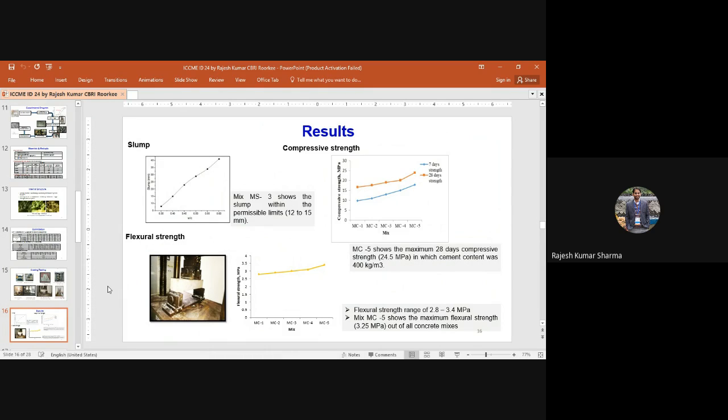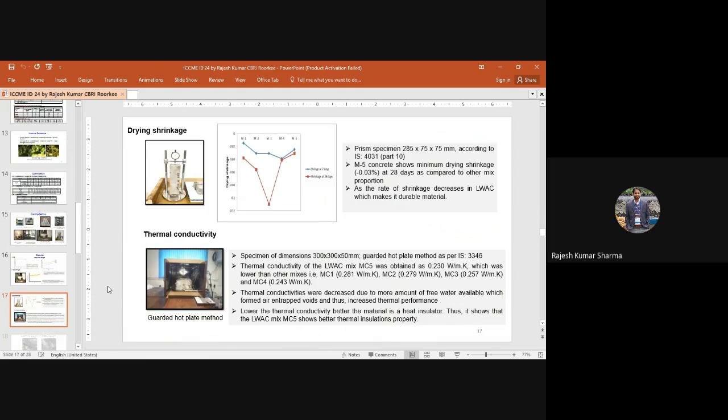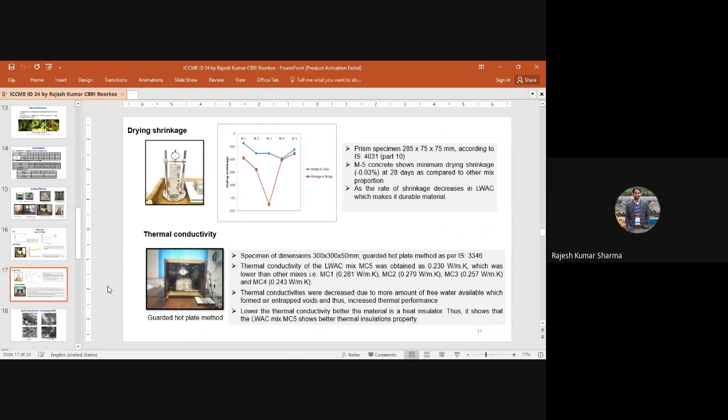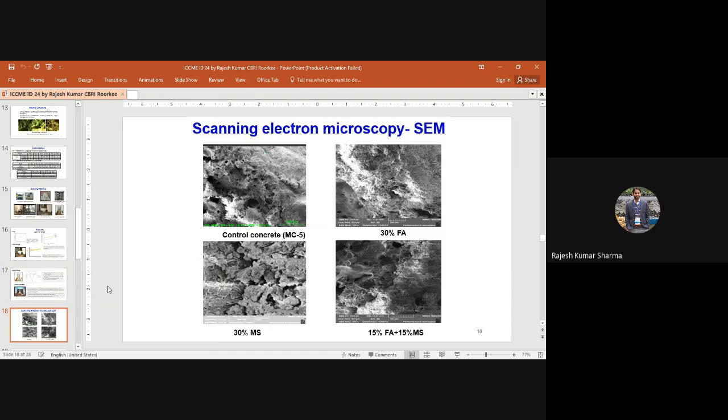The flexural strength value was ranging from 2.8 to 3.4 MPa. Regarding drying shrinkage, mix MC5 shows minimum desirable shrinkage, that is minus 0.03%. Regarding thermal conductivity, mix MC5 shows the K value of 0.230, which was less than the other mixes.